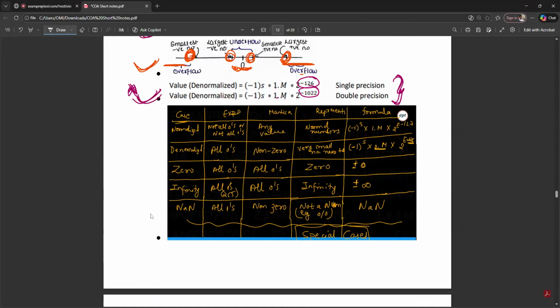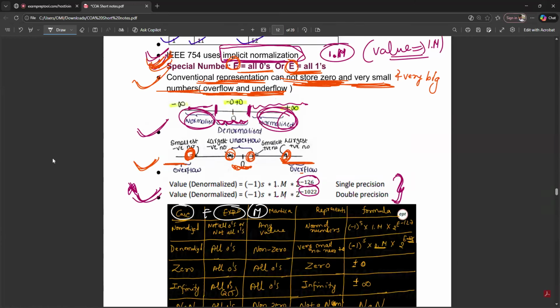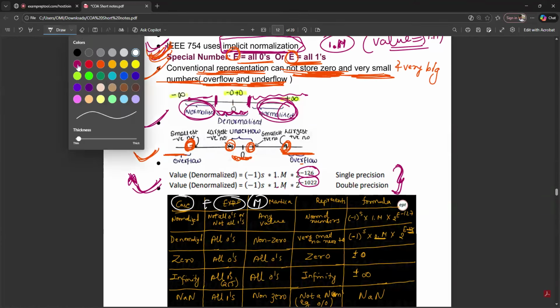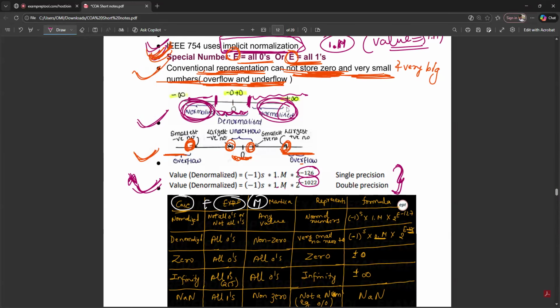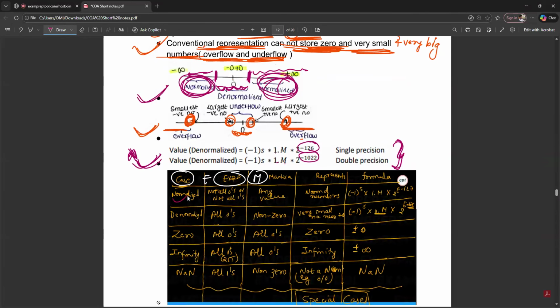Okay, now this is one chart from my IIC course. Let's say this is one case. This is the exponent field, this is the mantissa field, and this is what it represents, and here is the formula. For a normalized number, the exponent is not all zeros and not all ones. The mantissa can be any value. It represents a normal number, and the formula is this one.